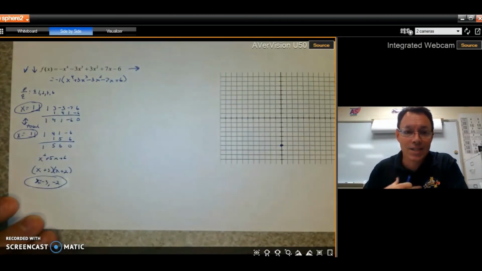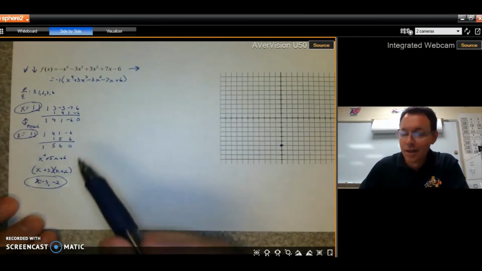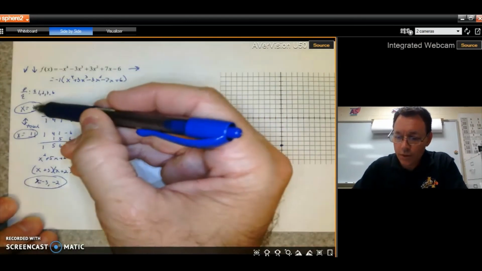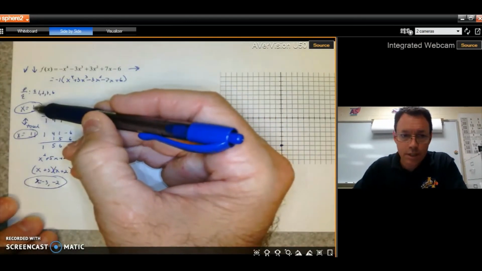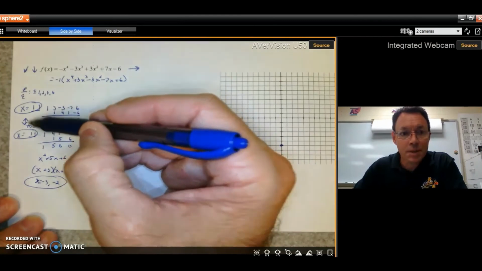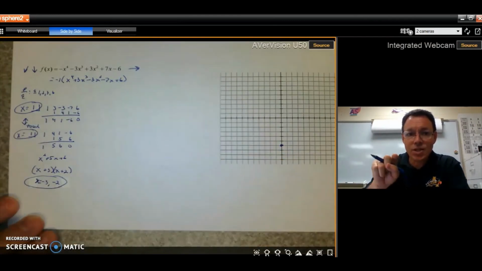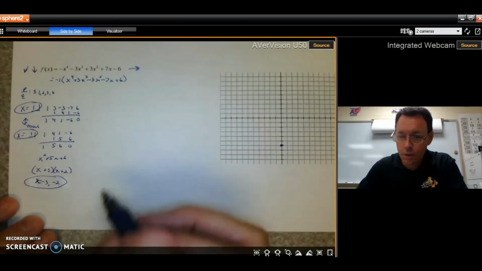Now, I just happened to try 1 again. I knew that 1 was going to work again. So I tried 1 again. It worked. So what that means is that 1 is one of my x-intercepts, but it appears twice. So this is going to be one of those instances where the graph goes and touches the 1 and then turns around. It doesn't go through it. Okay, that's going to be important to know.